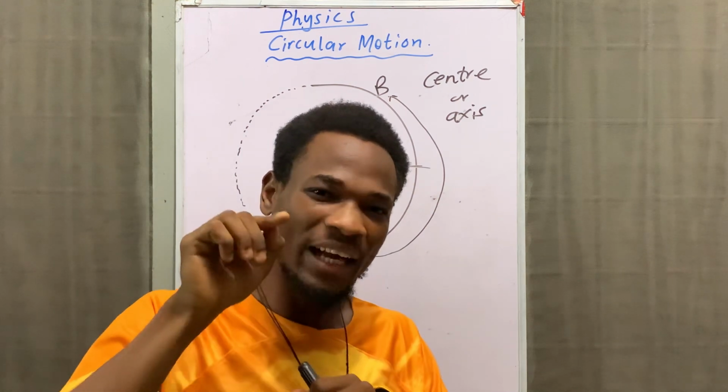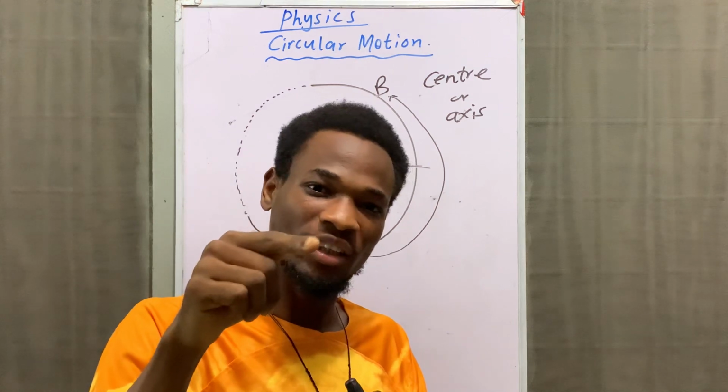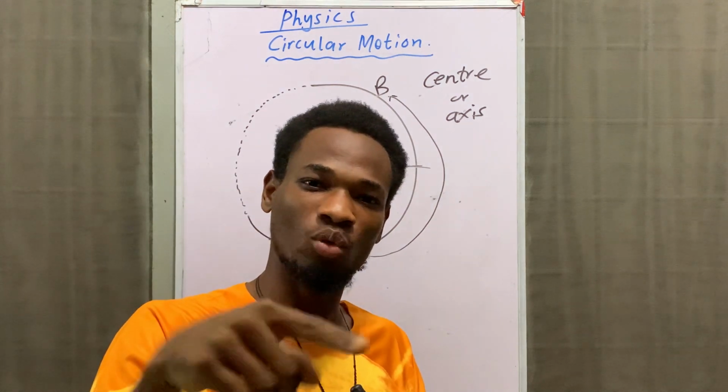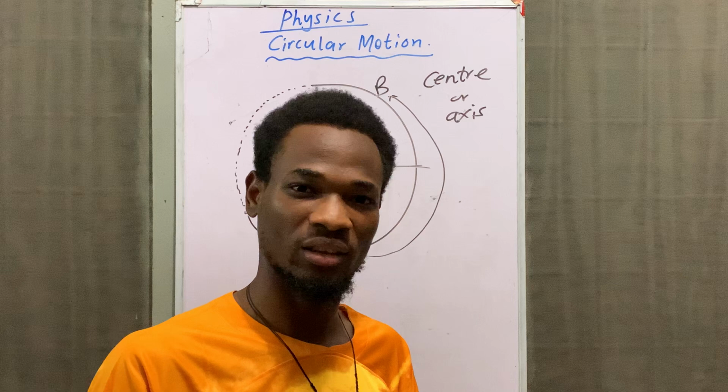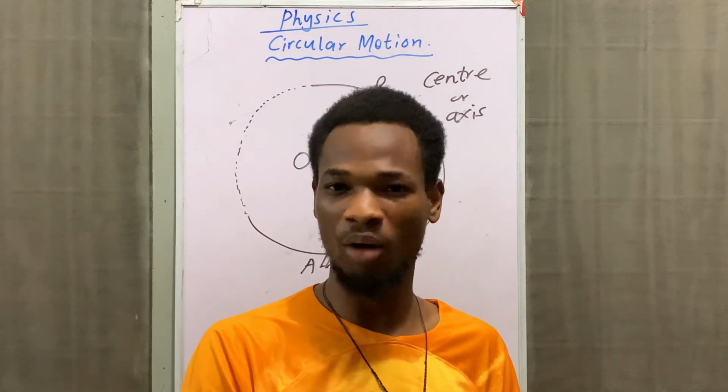When the center or the axis lies inside the body, it will render the motion rotational motion. Please, are you okay? So this is the main difference between rotational motion and circular motion.